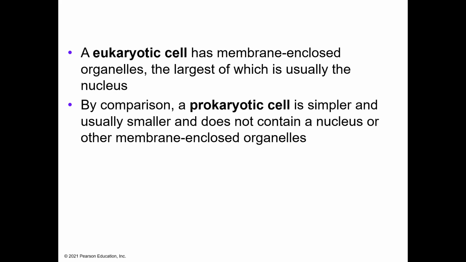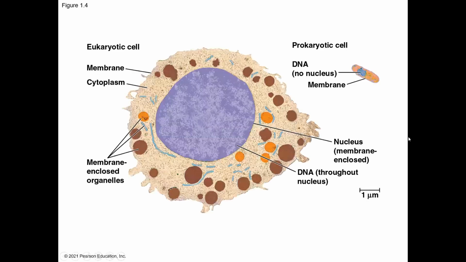Eukaryotic cells: eu means true, karyotic means nucleus. So these are the true nucleus cells, and they have a membrane that encloses their organelles, the largest of which is usually the nucleus. So eukaryotic cells have compartments called organelles, and they have a large nucleus.